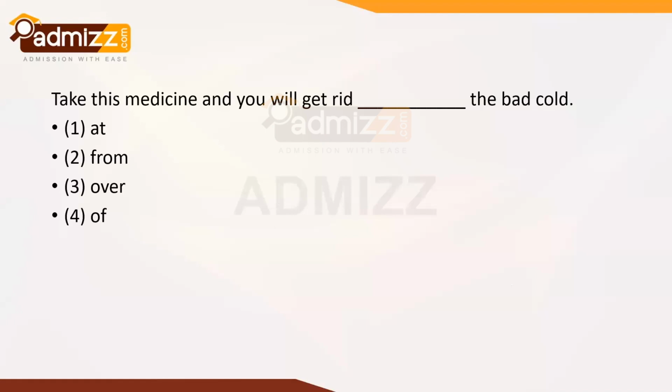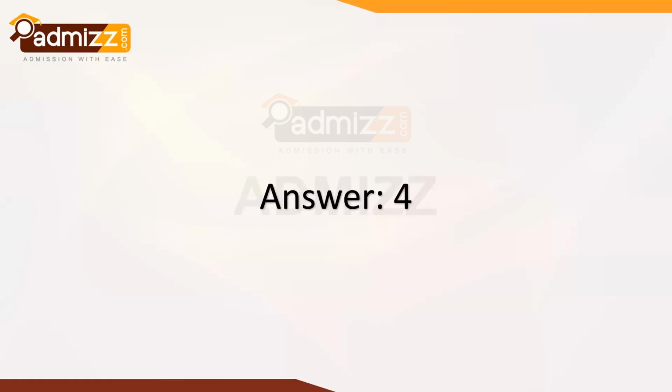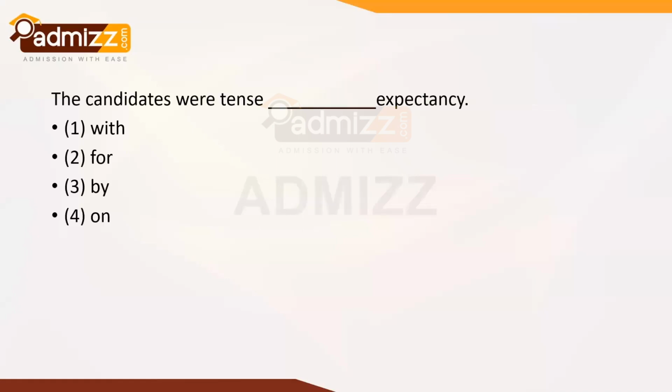So note it down somewhere if that helps you recall it, because you get rid of something, right? You don't get rid at something or rid from something or rid over something. You usually get rid of something, right? So keep this in your mind. Answer is four. Next up, this. The candidates were tense dash expectancy.